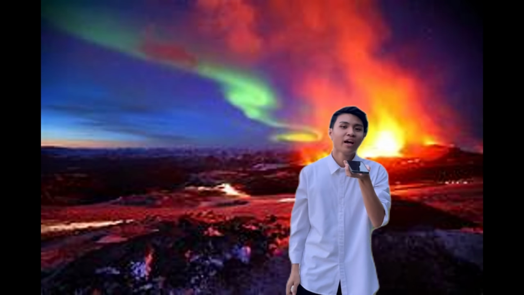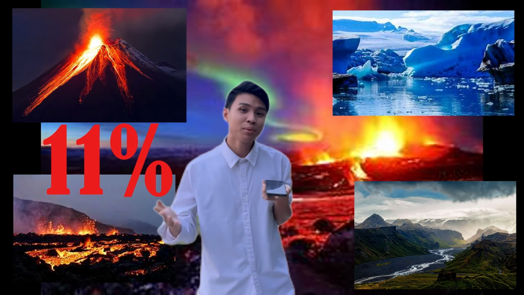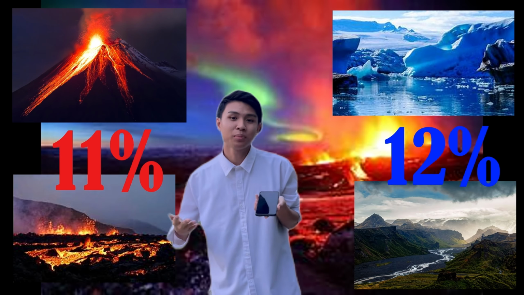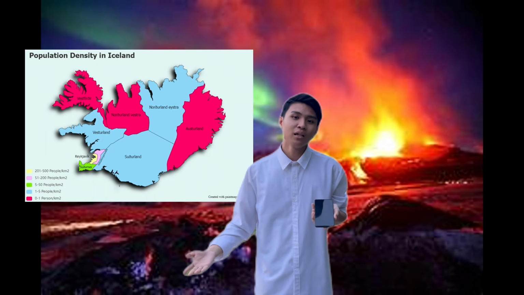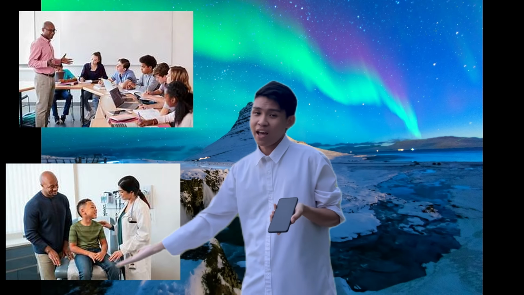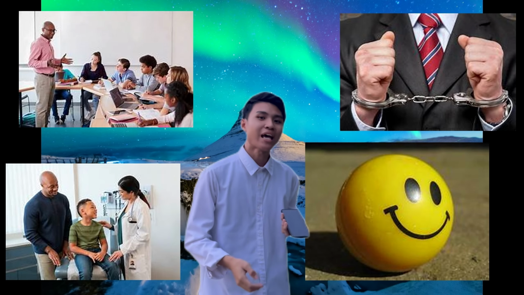Iceland is also known as the land of fire and ice because of its volcanoes, lava fields, glaciers, and fjords. Lava covers 11% of the land, while glaciers cover 12%. The landscape is wild and beautiful, but only 20% of the land is livable, and most of its people live along the coastline. Even with its harsh environment, Iceland has a high quality of life. It offers free education, great healthcare, a low crime rate, and a high global happiness and peace index.